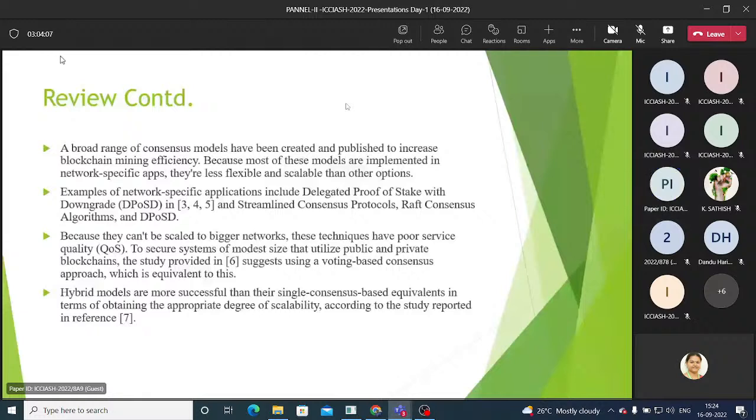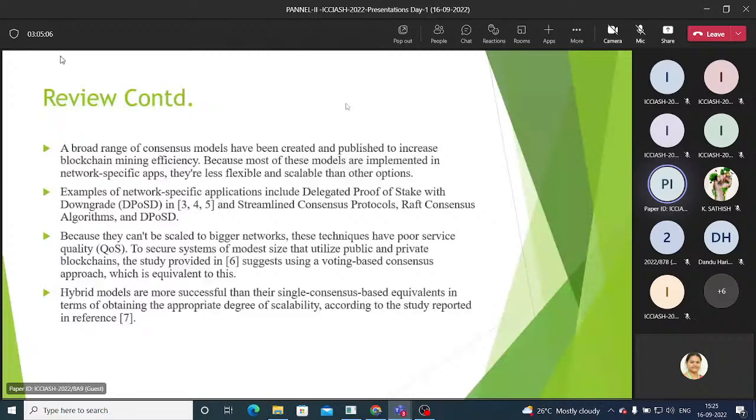Because these models are implemented in network-specific applications, they are flexible and scalable for the amount of data. But because these techniques cannot be scaled to bigger networks, they have poor services, what I was talking about, the quality of service. To secure systems of modest size that utilize public and private blockchains, one of the review papers suggests that using voting-based consensus can be a solution. Hybrid models are more successful than their single consensus-based equivalents in degree of scalability, according to the study reported in the papers I have referred to. That is the main motto here, wherein I am trying to make a hybrid model in which I can integrate proof of stake and proof of work along with some AI techniques.